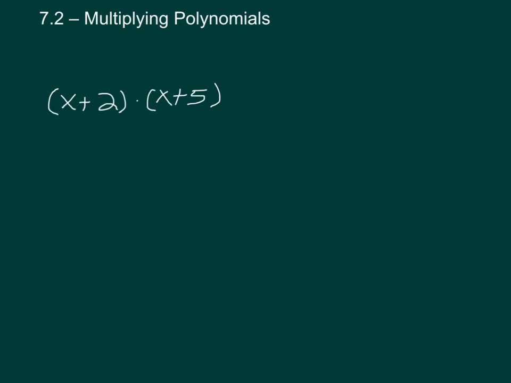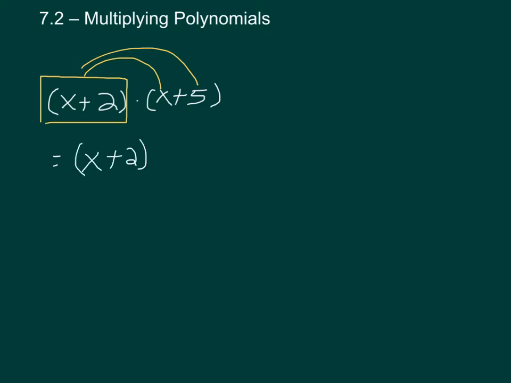The first method, if you have something like x plus 2 times x plus 5, where both polynomials are in parentheses, this is a binomial times a binomial, both of degree 1, we will use the distributive property. To start, we're going to treat this first polynomial as an entire group and distribute that to each part of the second polynomial. What that will look like is taking x plus 2, keeping it together, and multiplying it by x, and then taking x plus 2, keeping it together once again, and multiplying by 5.